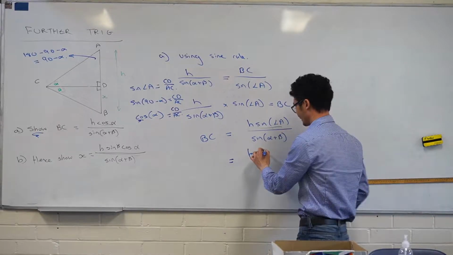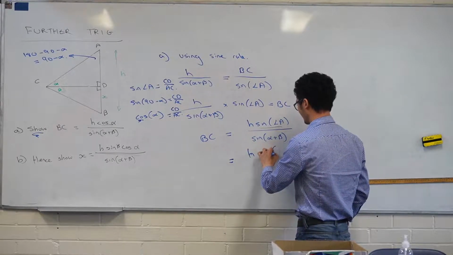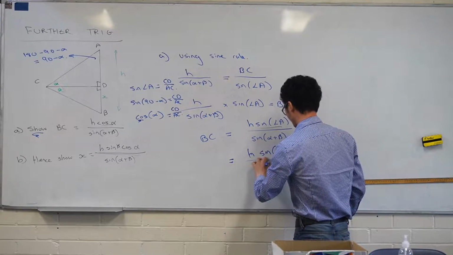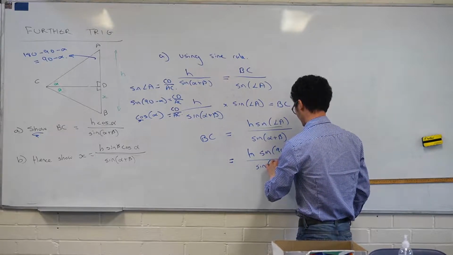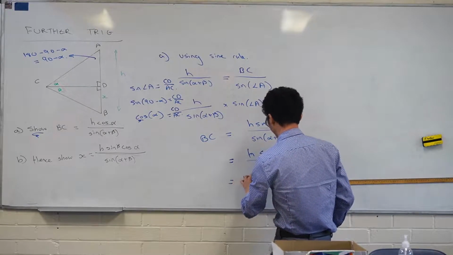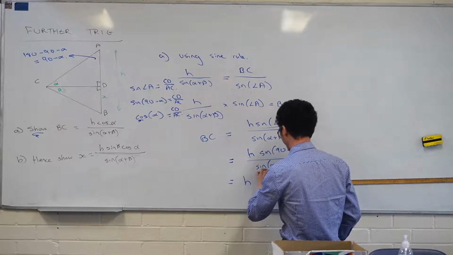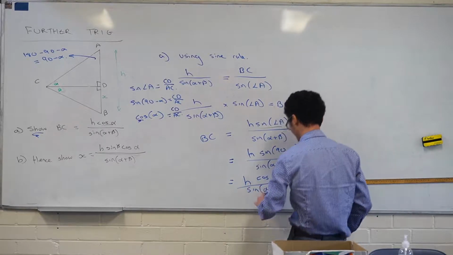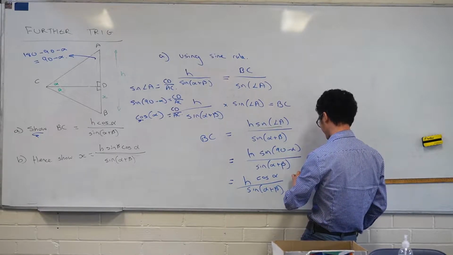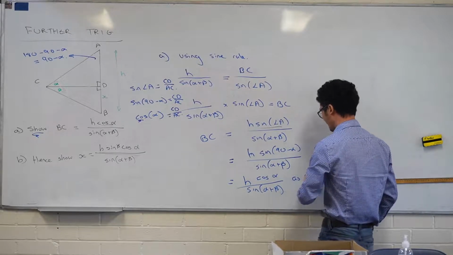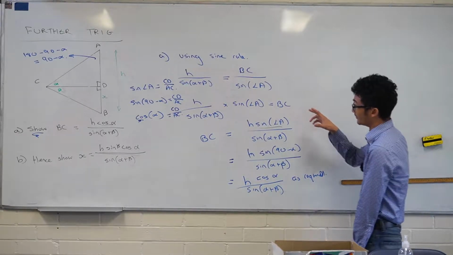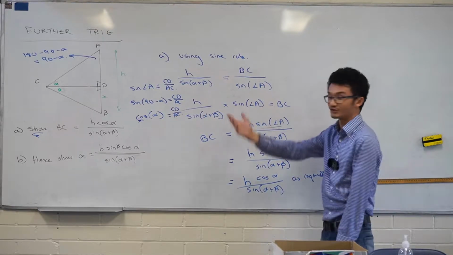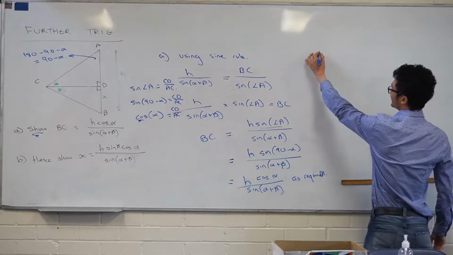Well, actually, I'll do another thing. I'll write this as sine 90 minus alpha first. And then h on cos alpha all over sine alpha plus beta, okay, as required. So you can see how I haven't skipped any steps. I've made it really clear this working out, where I got these results from, and I've showed that result there. Okay, so that's part A.